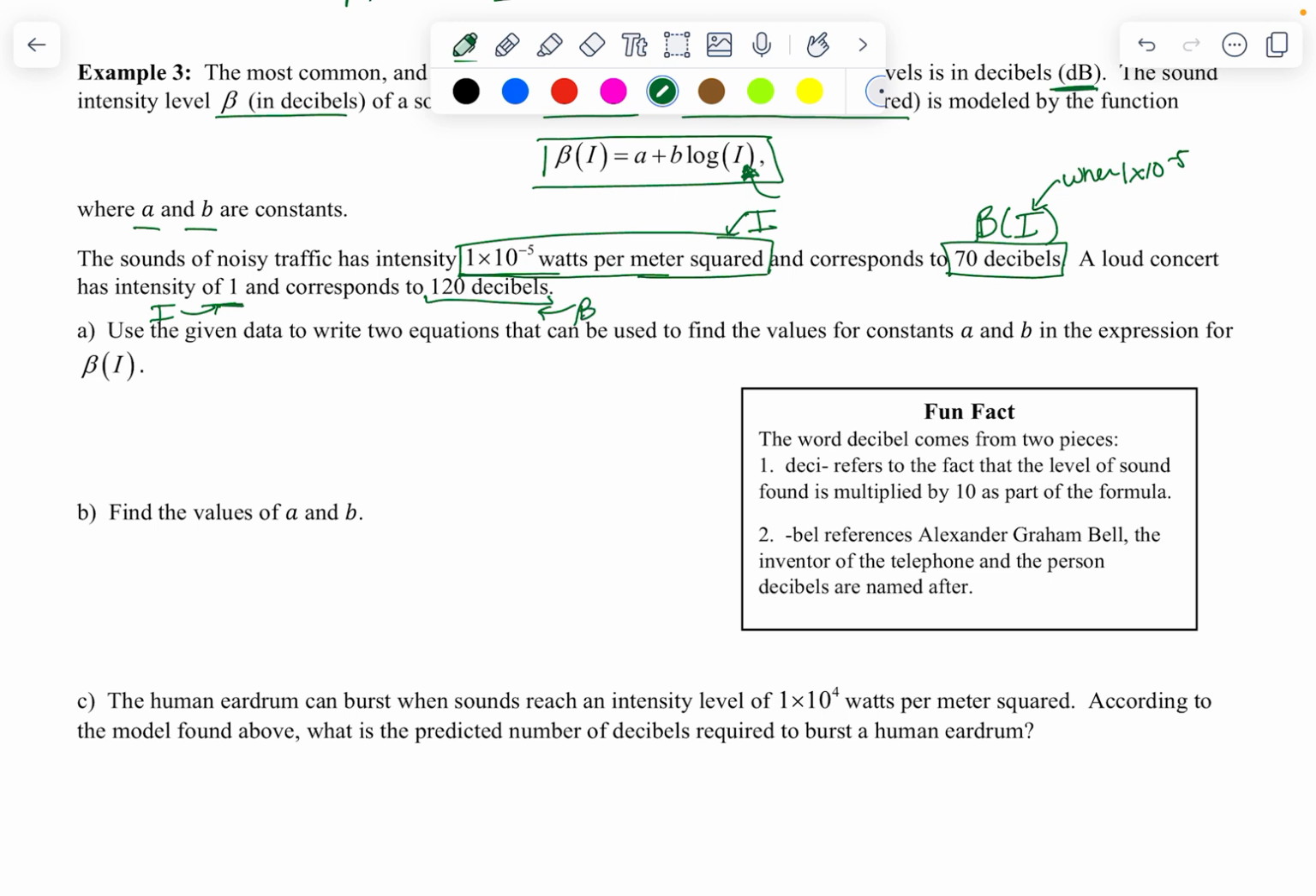So use the given data to write 2 equations that can be used to find the values for constants A and B. So the 2 points that we have, we got our B of I, right? So we got B of 1 times 10 to the negative 5th is equal to A plus B log of 1 times 10 to the negative 5th. And we know that this is equivalent to 70 decibels.